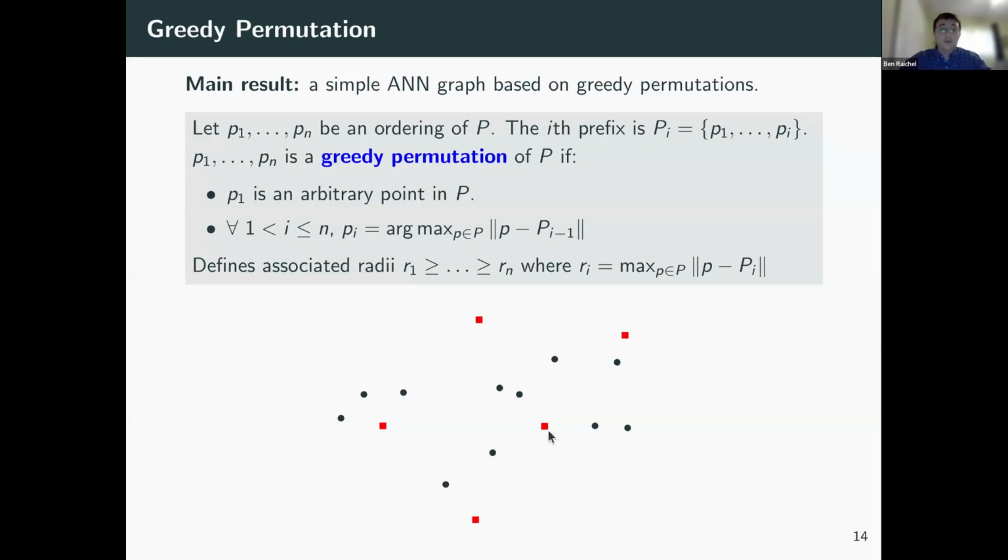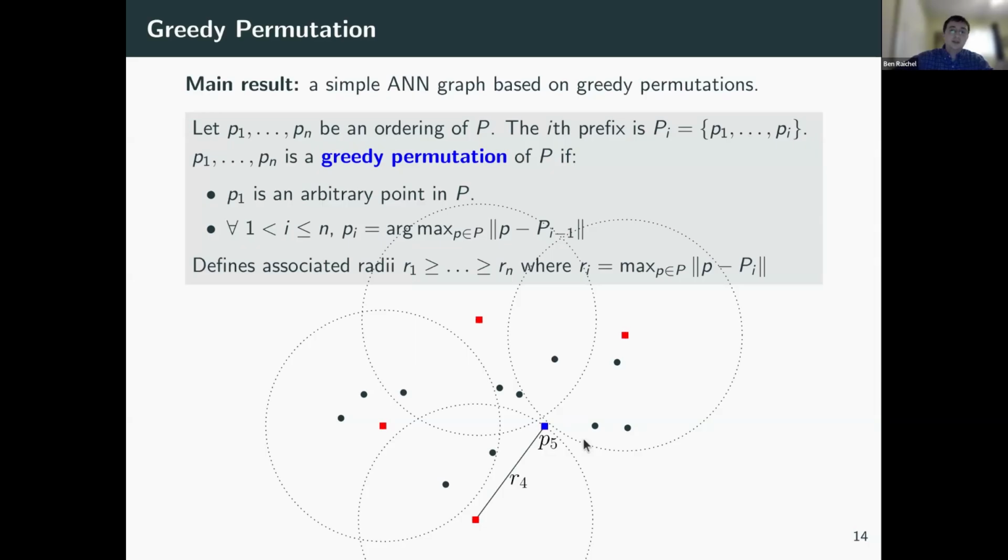So I build up this permutation this way, and if you want to visualize it, this is what is going on. If I look at the 4 red points that I've added, so this is the prefix for the first 4, then P5, the 5th point, will be the furthest point from that, and it will be at a distance of R4. So just remember this difference, this off by 1 between the radius and the point.